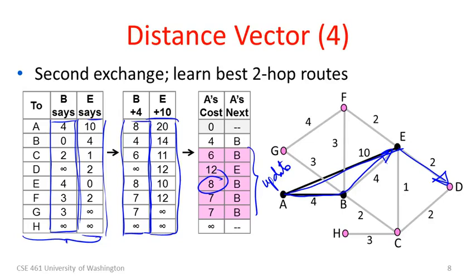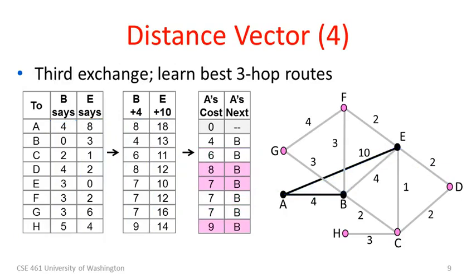Okay, let's proceed with this, and we have to do another iteration. This looks like a lot of work, but remember that all of these nodes are going through this algorithm in parallel, and all of the steps are really fairly straightforward and easy. You're just sending a message, remembering things, doing simple addition, and comparisons to pick the best option. The third exchange. Now we're going to end up learning the best 3-hop routes that are in the network.